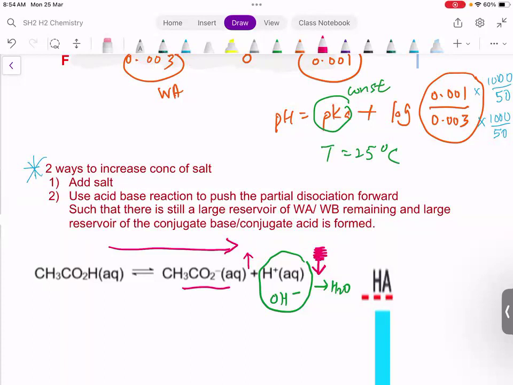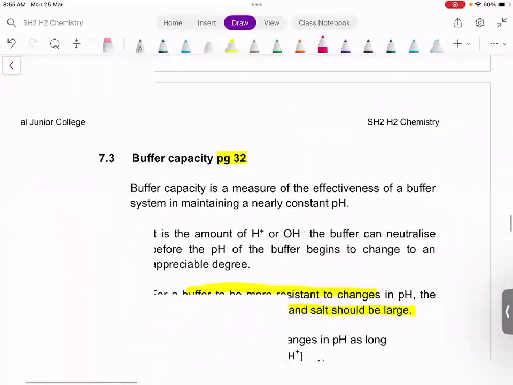So you can see for yourself that these two concentrations are no longer equal. Once they are no longer equal, they are a buffer. Remember this? Okay, so this is what we have learned over here.